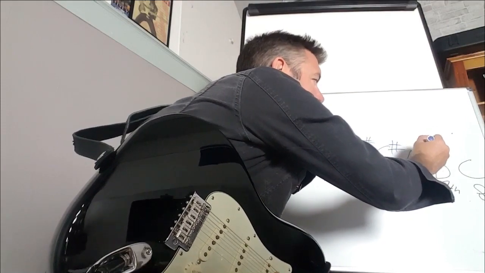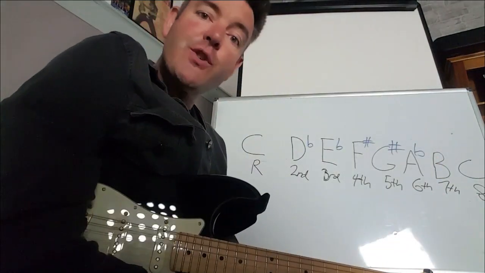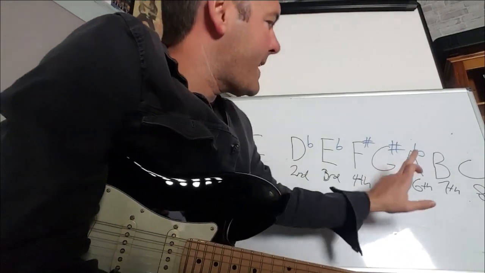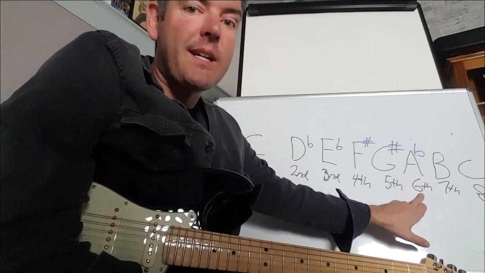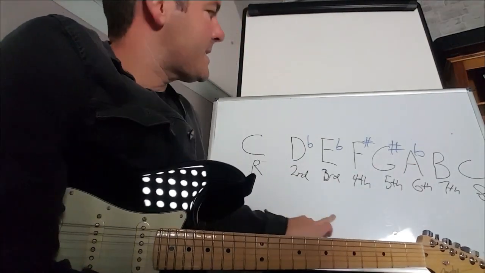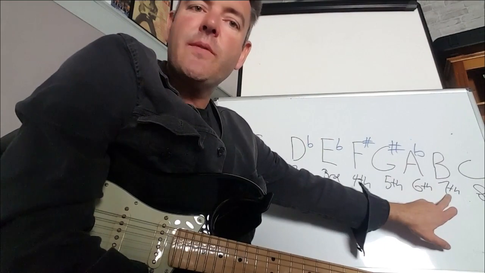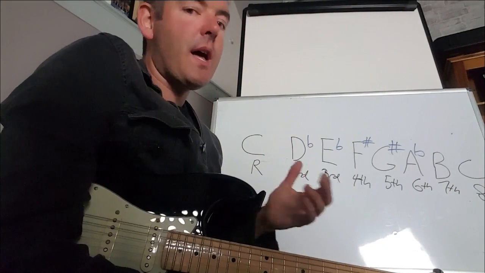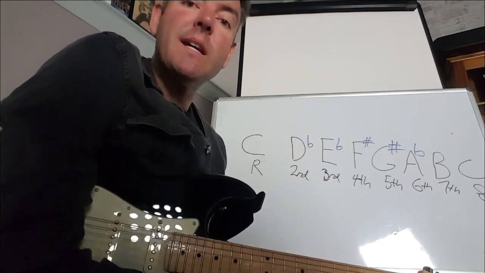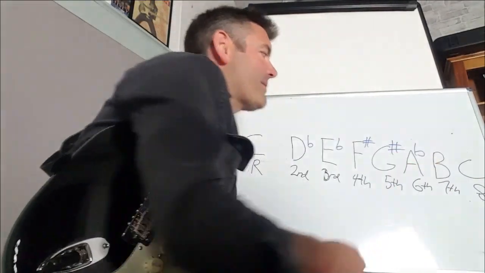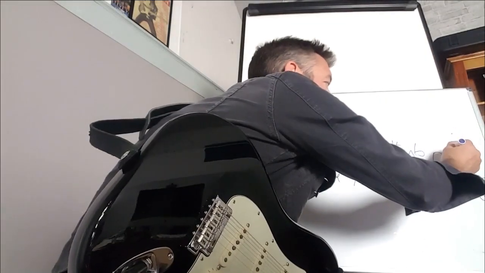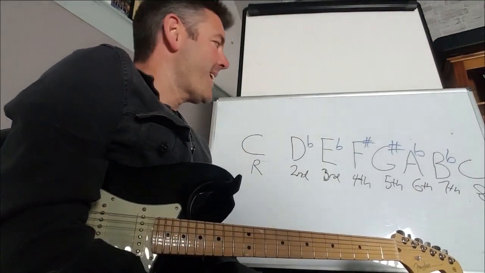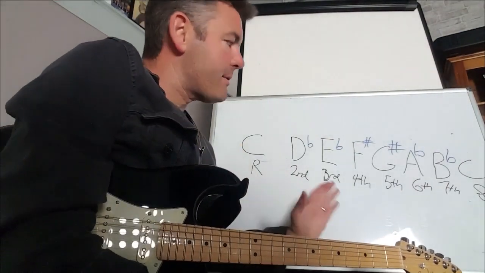Next one, C to A is a major sixth. So what about C to A flat? Well, it's a major interval. We've flattened it. It's going to become a minor interval. C to A flat is the interval of a minor sixth. Okay. C to B here is the interval of a major seventh. So just like with the sixth, if we flatten it, it's going to become a minor interval. It's going to become a minor seventh. So C to B is a major seventh. C to B flat is going to become a minor seventh. Okay, and that is pretty much how these other intervals work.